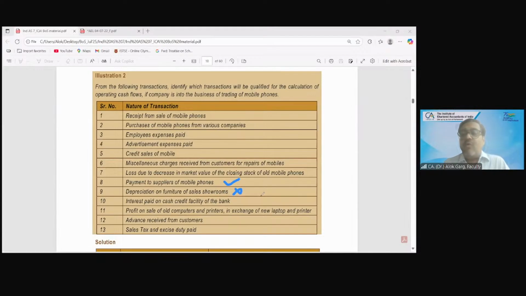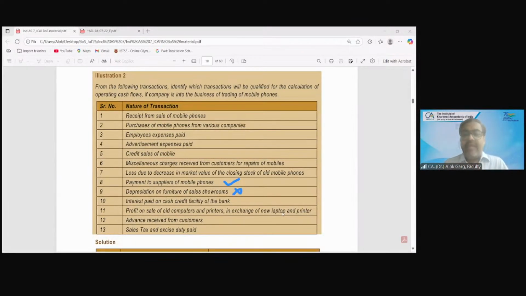Profit on sale of old computers and printers in exchange of new laptop and printer. No, this is a non-cash item, sir, because this is a barter transaction. So the money movement is not there. Even if it were there, it would be part of your investing item. It is not an operating item, and in this case there is no exchange of money as well. It is a non-cash item.